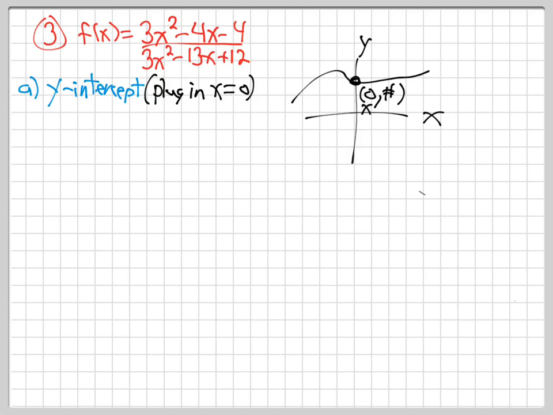At a y-intercept point, the x value is 0. That's why we plug in x equals 0. That's what it means to be a y-intercept point on a graph. Okay, so plug in x equals 0.